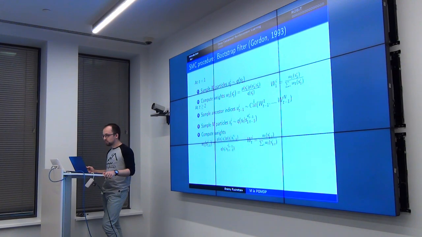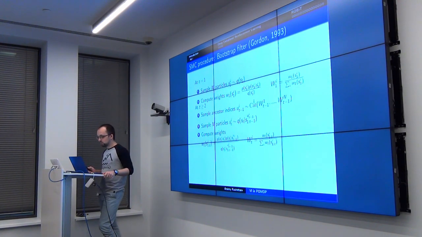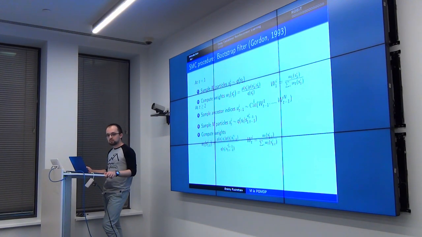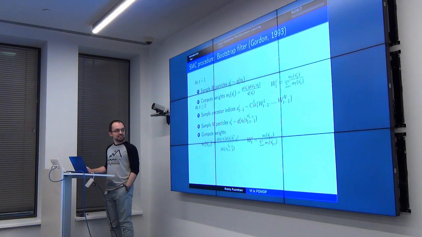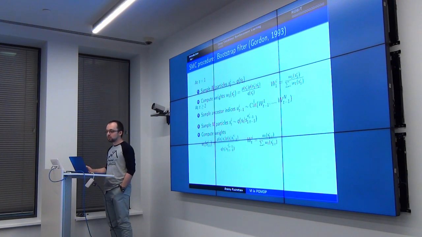Is it true that at each step we have n particles, like n trajectories? At each step we have n particles, and when we move to the next, some particles may die, some particles may branch. What is this conditional q? This conditional q is just some proposal. Why do we condition on the whole sequence of states from 1 to t minus 1? Why not just condition on the previous state? You can condition on whatever you want. But if it's a Markov process, it sounds a bit unreasonable to condition on the whole prehistory. Usually you condition only on the last one, and maybe on the observation.